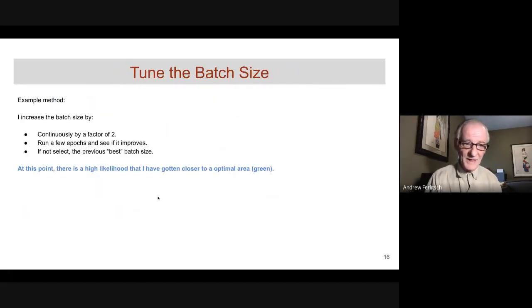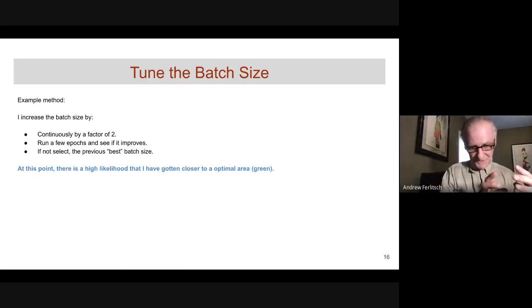Then I'm going to tune the batch size. So I'm going to progressively increase the batch size by a power of 2. So if I start at 32, I'm going to try 64, then 128, and so forth. And I'm going to run a few epochs and see if it improves. Now, if it doesn't improve, then I'm just going to stop and select the previous best batch size. And at this point, there's a high likelihood that I've gotten closer to an optimal green area. I'm in the yellow area, and I'm getting closer to that green area.